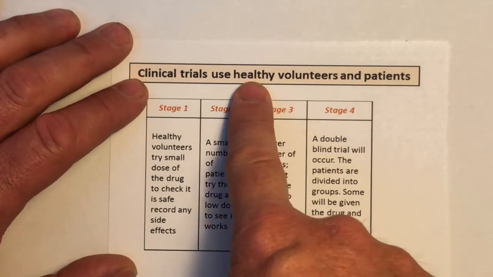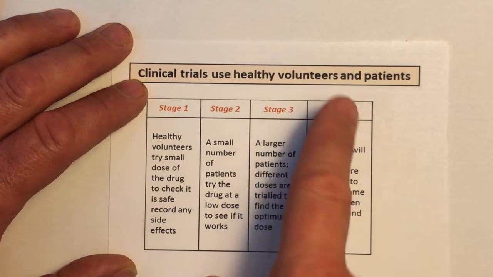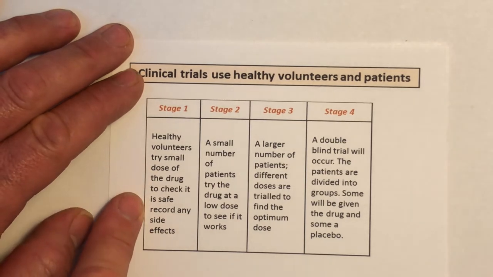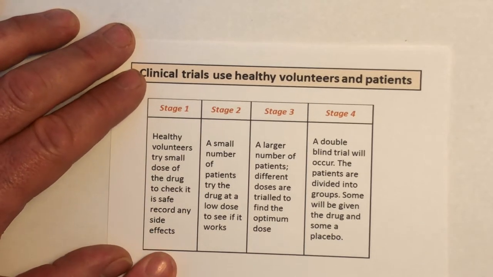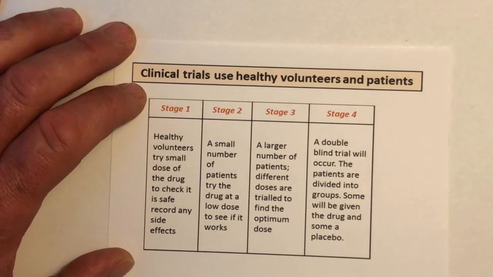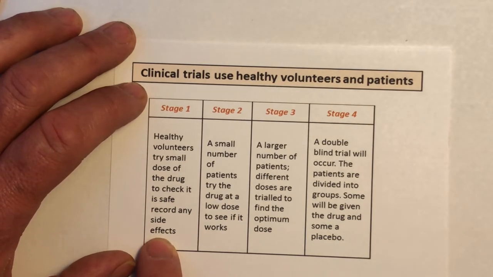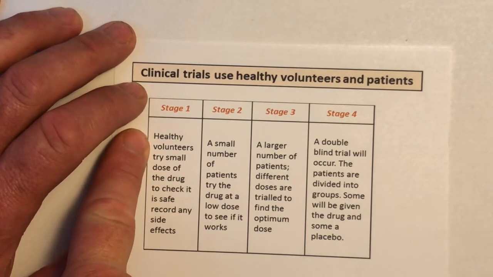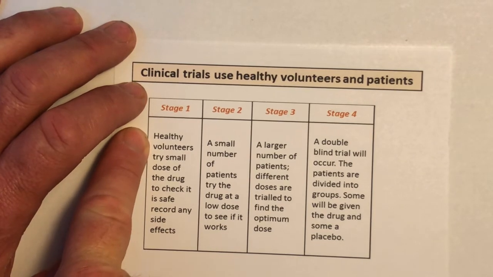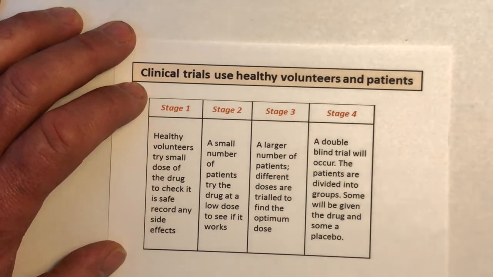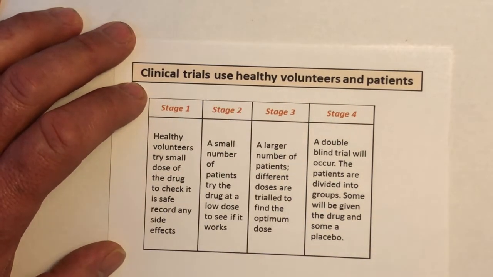Now, key to it is healthy volunteers. Okay, so stage 1. Healthy volunteers try a small dose of the drug to check it is safe and record any side effects. So there's these clinical trials and people will get given a very, very small amount of a drug, say it could be a heart drug or a cancer drug, and what they will then do is make sure that it isn't causing them any major problems. So healthy people, there's no reason why a heart drug would affect them, right? And if it does, then there's obviously an issue with the drug and they'll get rid of it. If there is no toxicity or efficacy issues, then it would move to stage 2.